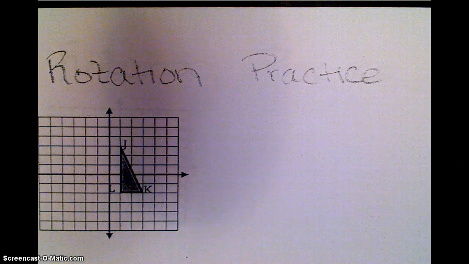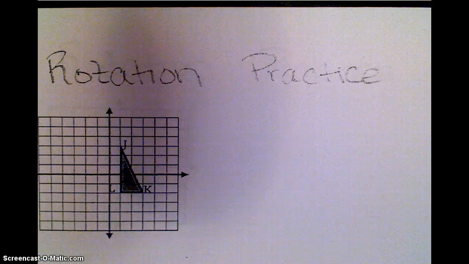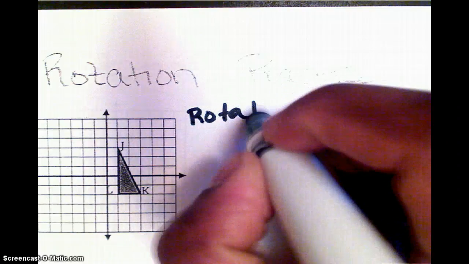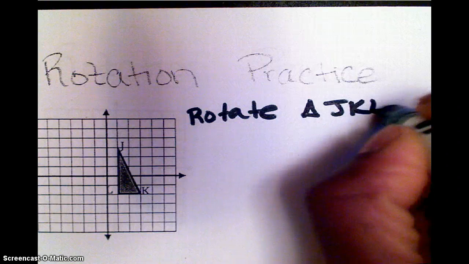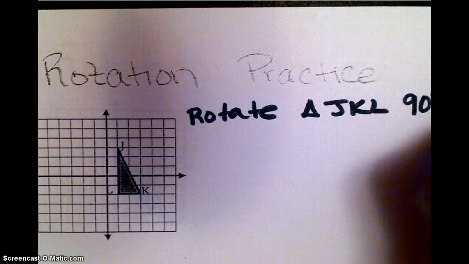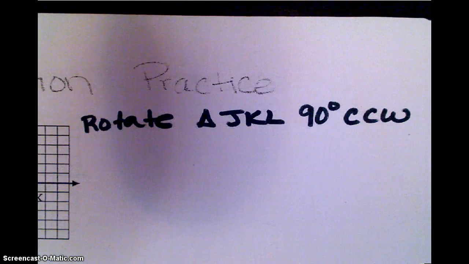All right, now we're going to do just some practice so we can apply those rules that we just talked about. So the first thing we're going to do is rotate, so write this down, rotate triangle JKL 90 degrees counterclockwise.